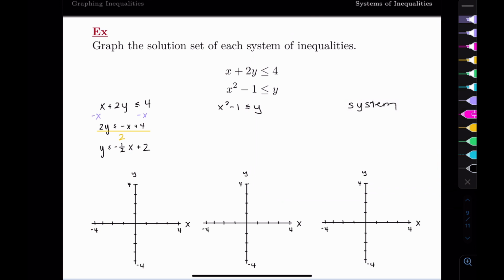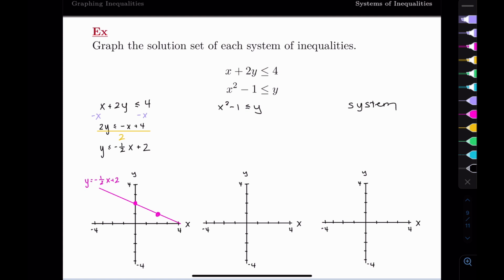Thankfully here, we get to use solid lines because I have less than or equal. So my y-intercept is positive 2 and my slope is negative 1/2. So that tells us to go down 1 and then over 2. And there is another point on our graph. And now connecting the dots, this is the graph of y equals negative 1/2 x plus 2.